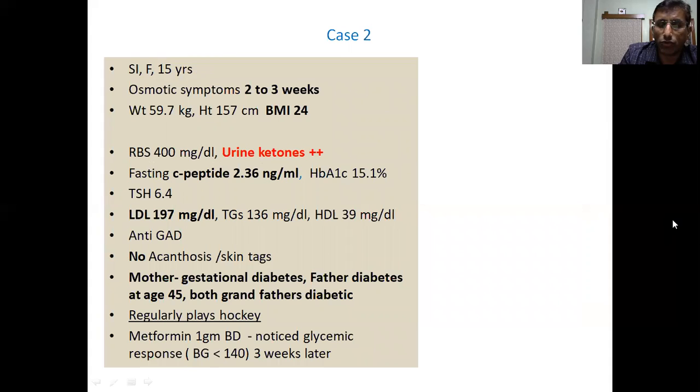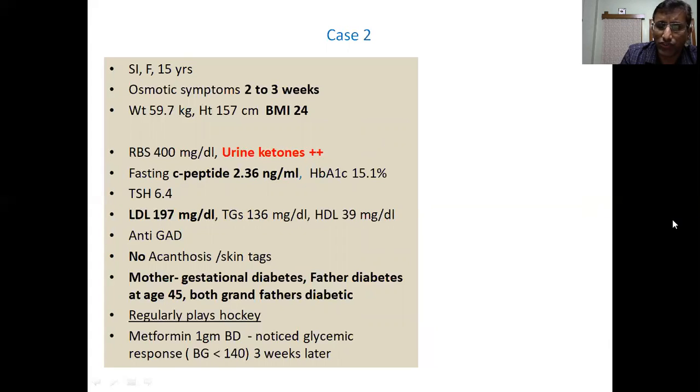Moving to a slightly more complex presentation. A 15-year-old girl presented with a very short history of osmotic symptoms, 2 to 3 weeks, and her BMI was in the overweight range. Hyperglycemia was at higher levels, and urine ketones were 2+. So short history, 2+ urine ketones, and fasting C-peptide was 2.36, not very high, just above the normal levels, with high HbA1c, and triglycerides and HDL were normal, which goes against type 2 diabetes. And anti-GAD antibodies, we are still awaiting the reports. But there were no phenotypic features of insulin resistance, such as acanthosis or skin tags. Mother had gestational diabetes, father had diabetes at age 45, both grandfathers had diabetes. So there's a strong family history of diabetes. And she's a very active person, regularly plays hockey, almost an hour every day.